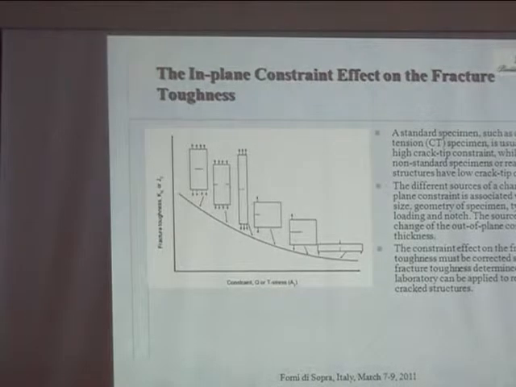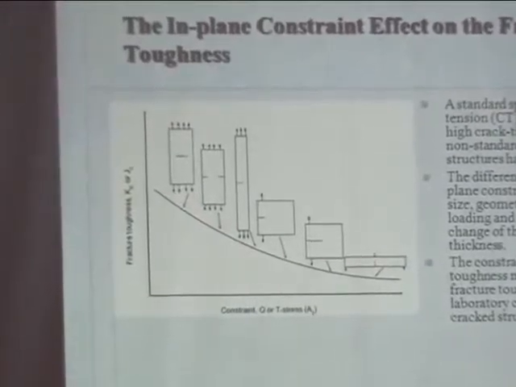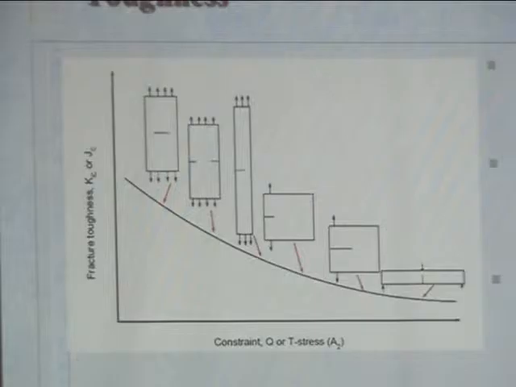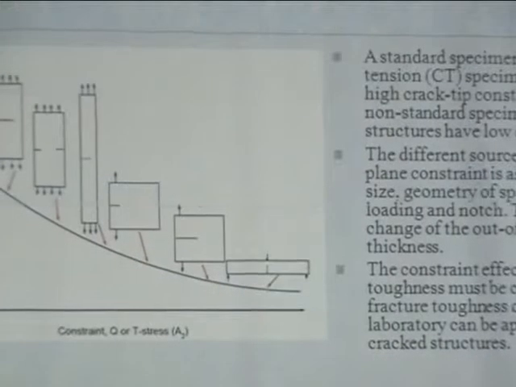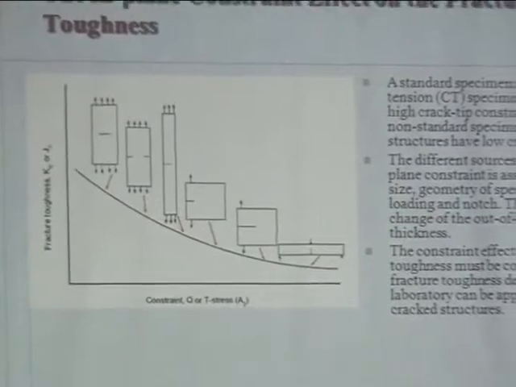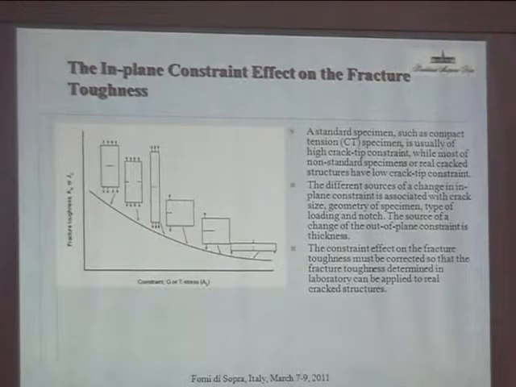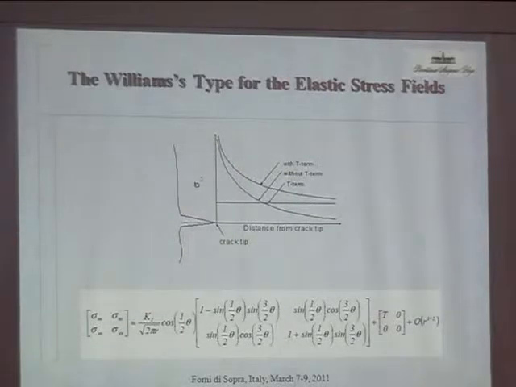So we have two constraint parameters connected with the out-of-plane constraint and the in-plane constraint. So we need to develop fracture mechanics in the direction of creation of constraint-corrected fracture mechanics. And if we consider the dependence of fracture toughness against some constraint parameter, Q parameter or T-stress parameter, or the second term in the stress field, A2, this parameter should be incorporated in our basic equations to calculate the real value of fracture toughness.